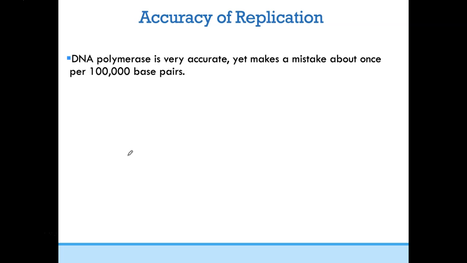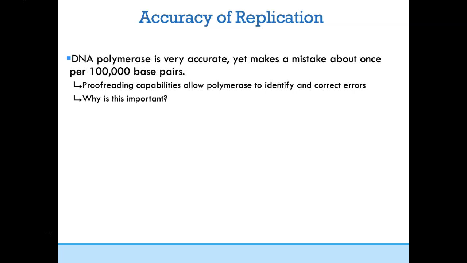And this replication is very accurate. A mistake is made once per 100,000 base pairs, but we have proofreading capabilities that allow polymerase to kind of Control Z and cut out something. It can undo a mistake it made, and it can cut it out and be corrected.